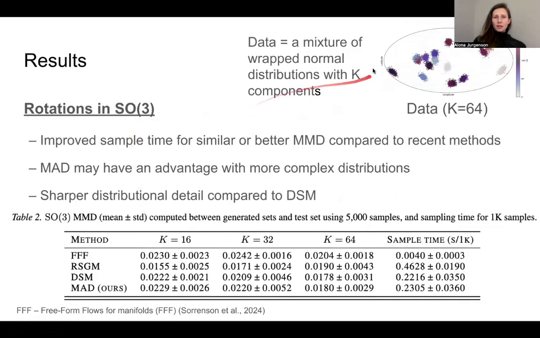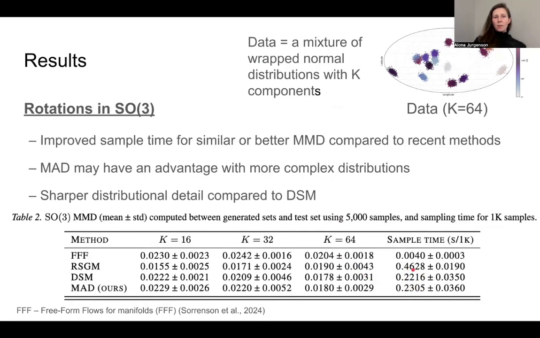For rotation data, our data set is a mixture of wrapped normal distributions with k components. So here we can see k equals 64. And we have here improved sample time. We can see the sample time compared to the methods that have the best MMD. So you can see the top method is actually underperforming the other methods. And so here you can see that MAD has very good sample time compared to one of the best methods here.